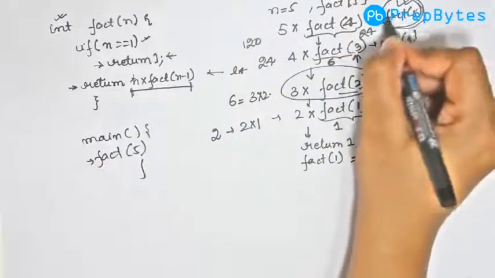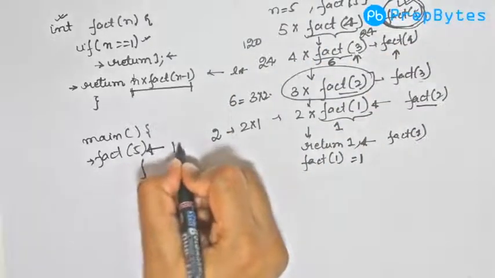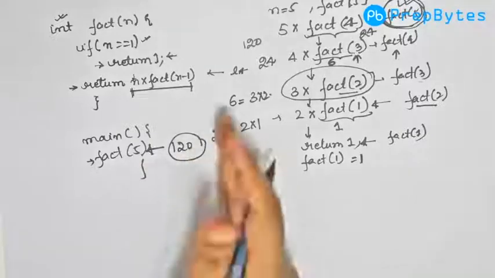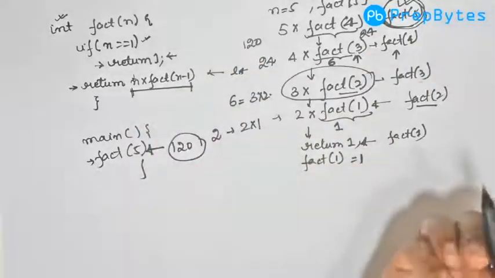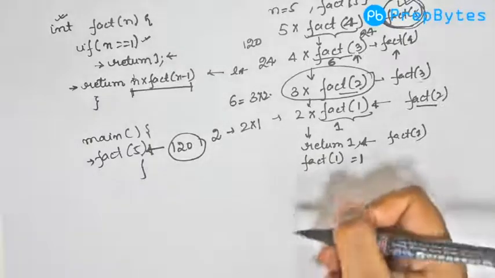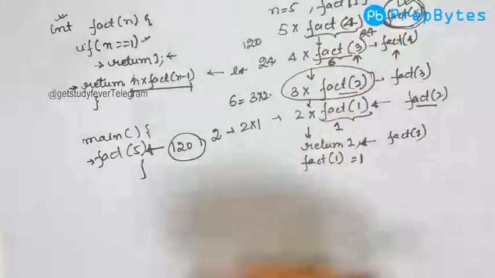And since fact of 5 was being called from the main function, here 120 will be returned and hence the value will be returned. You try to solve this by yourself. This might get confusing to you. So this is how things get executed in recursion.